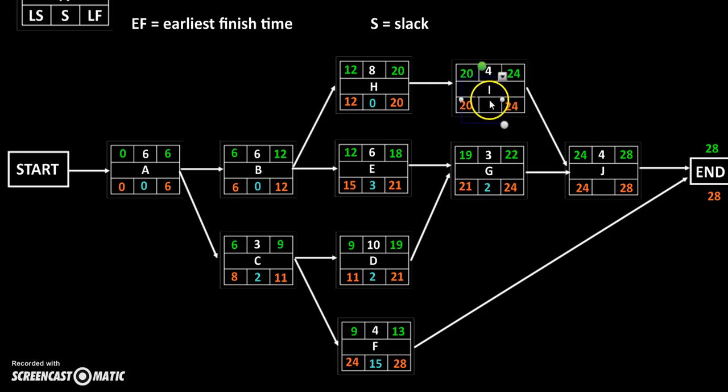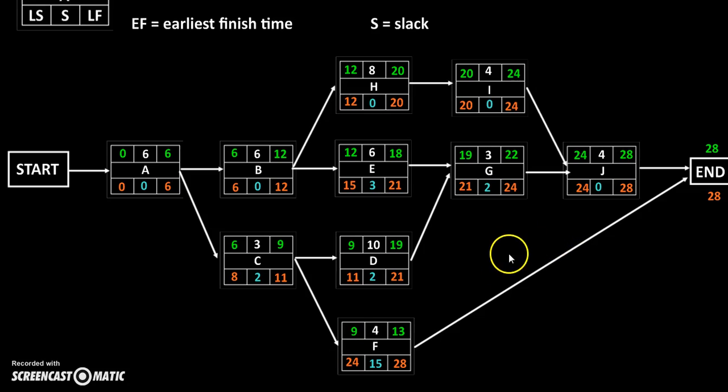20 minus 20 is 0. 24 minus 24 is 0. Okay. Alright, so we've calculated our slack.